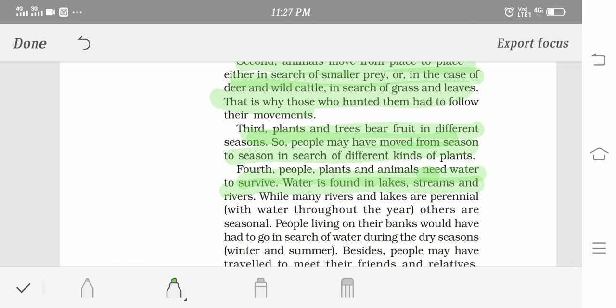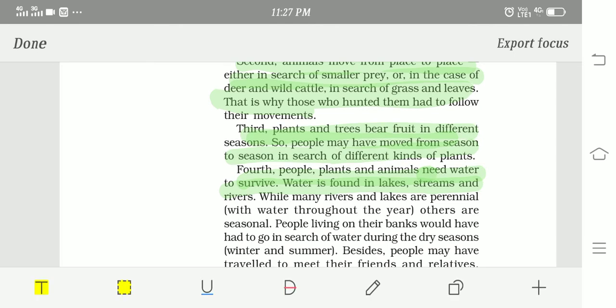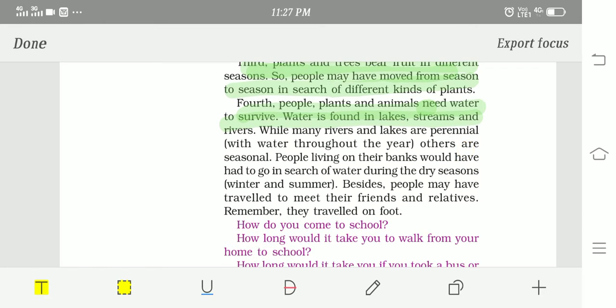Now let's see the next one. Let's move on to the para. See, in the fourth point, in the third line: while many rivers and lakes are perennial, meaning throughout the year they have water, like the Himalayan rivers, they have water throughout the year. So they are perennial. Others are seasonal.